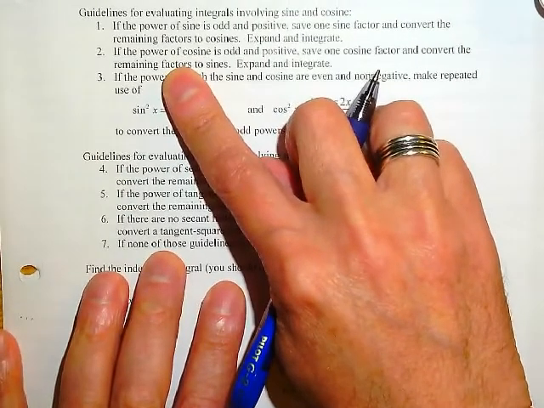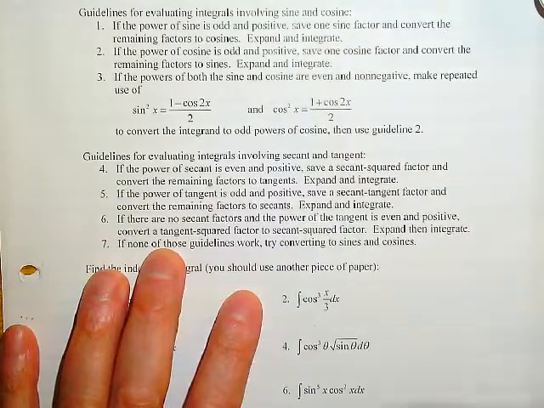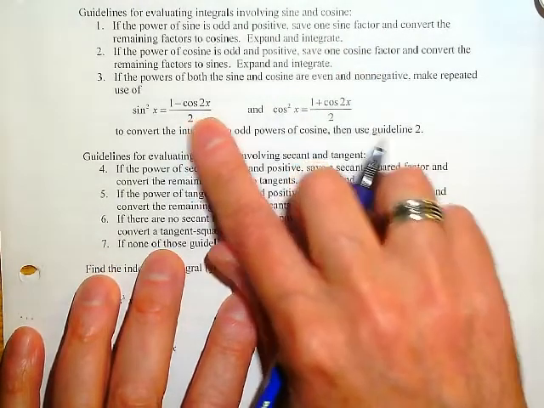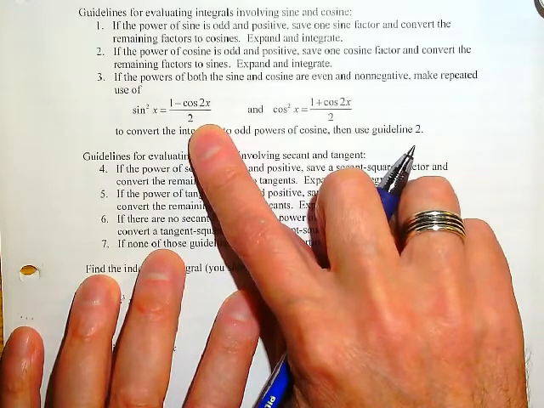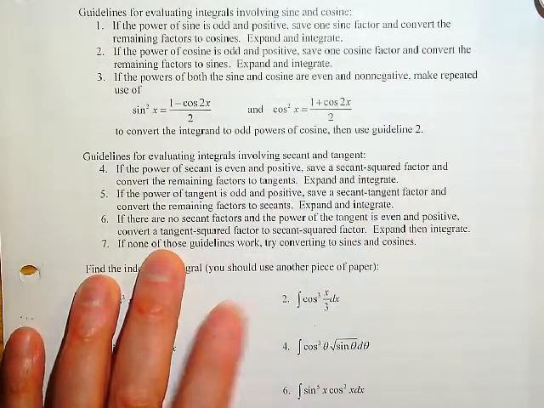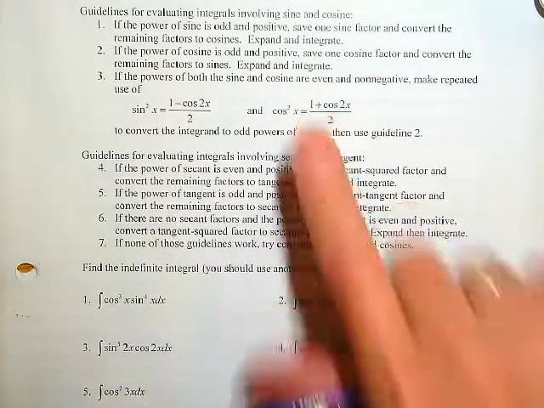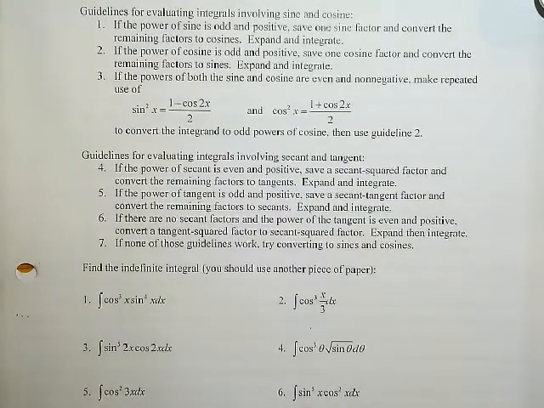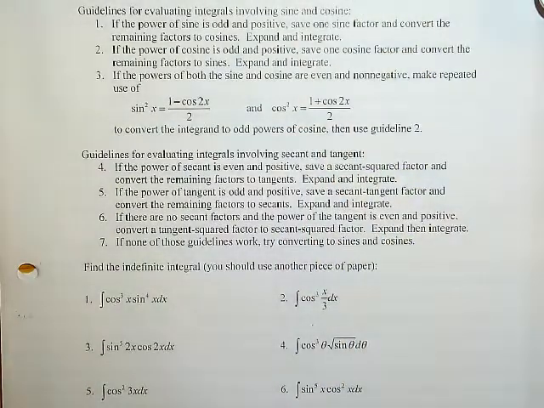At the same time, if the power of cosine is odd and positive, save one of your cosine factors, convert everything else to sines. You might need to think about using the power reducing rule. So if the powers of both the sine and cosine are both even and non-negative, so not a fraction, make repeated use of the sine squared or the cosine squared. So we'll think about those, and then use guideline 2 as needed.